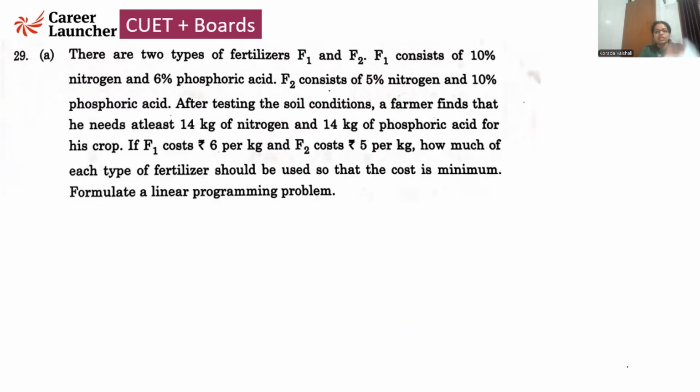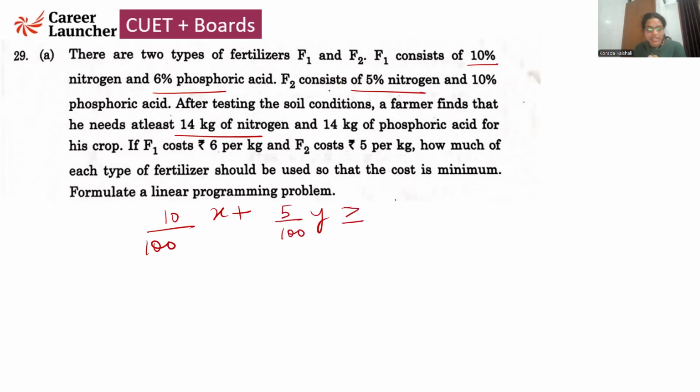The next question is, there are two types of fertilizers, F1 and F2. F1 consists of 10% nitrogen and 6% phosphoric acid, and F2 consists of 5% nitrogen and 10% phosphoric acid. So let us just make the equation first of all. Now, after testing the soil condition, a farmer finds that he needs at least 14 kg of nitrogen and 14 kg of phosphorus. So this is 10% of nitrogen of type 1, which is F1, and in case of F2, it was 5% of nitrogen. And we need at least 14.